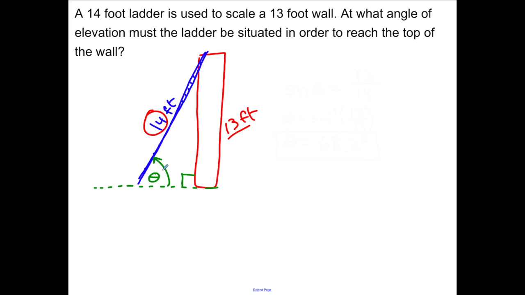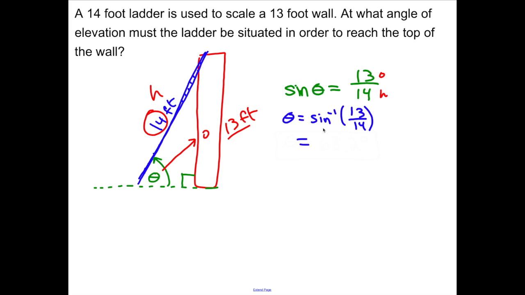So I'll say, okay, look at that. Isn't that opposite? And then this is the hypotenuse here. So then I'm going to use sine here. So I'll say sine is 13 over 14. That's my opposite, and this is my hypotenuse. Now, to get the angle measure, I have to use inverse sine. So I'm going to put this into the inverse sine function on the calculator like this. And then I'll get 68.2 degrees.